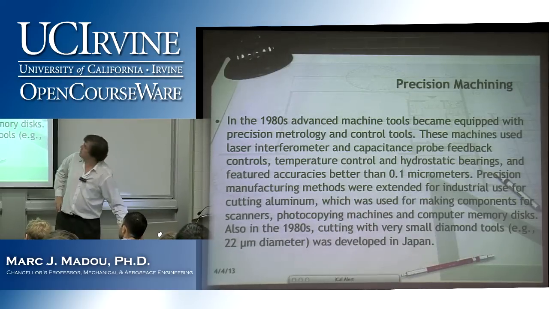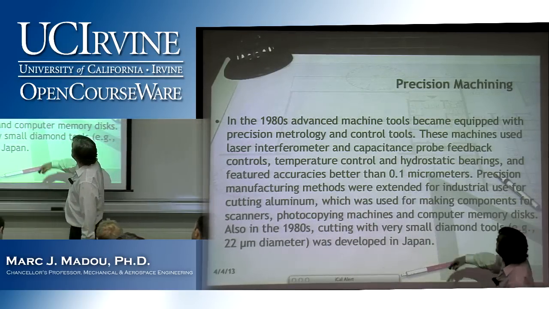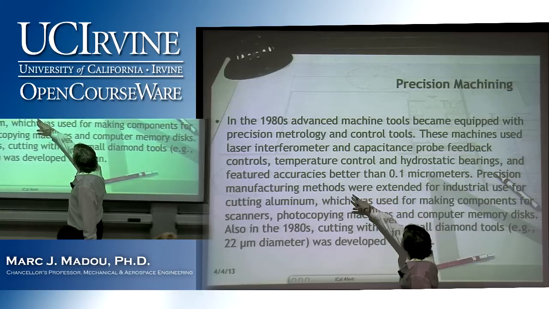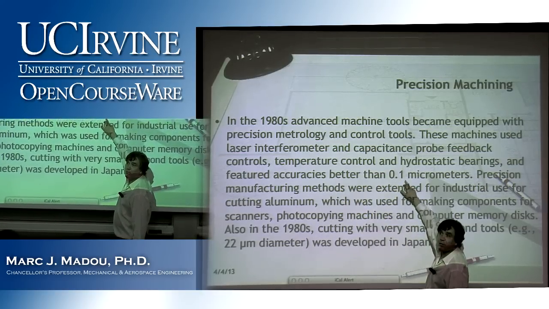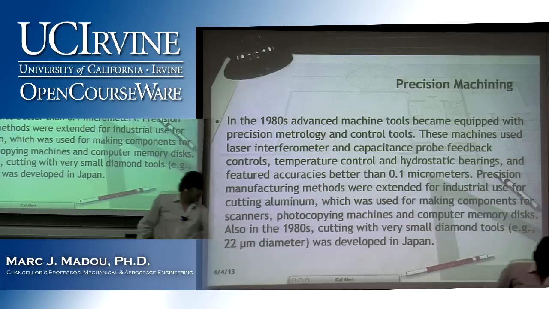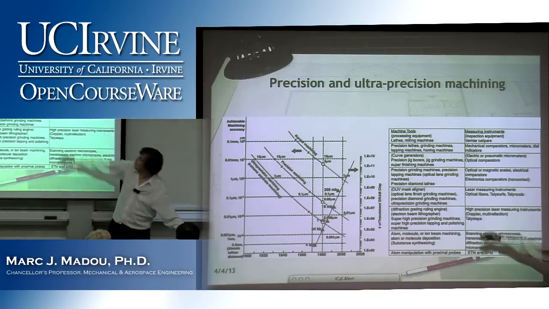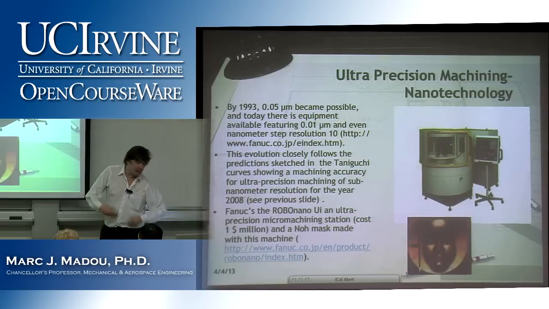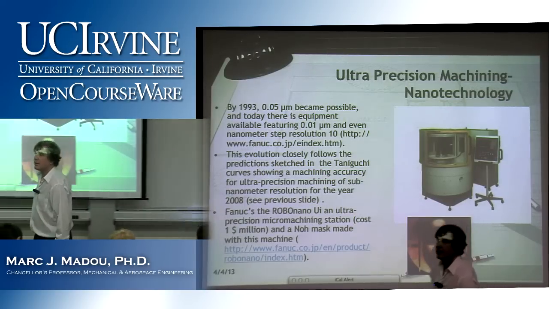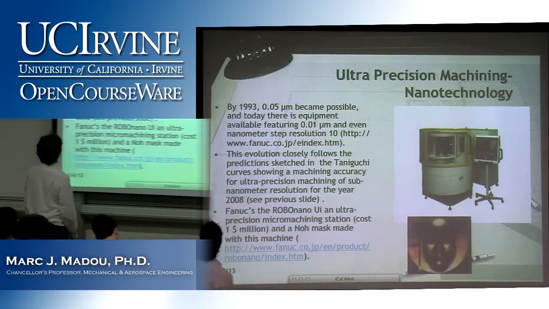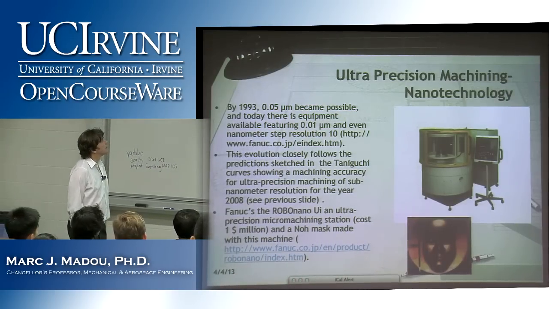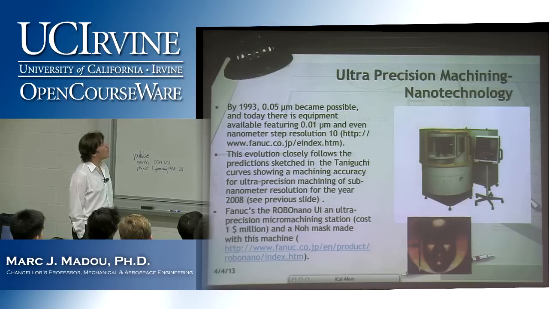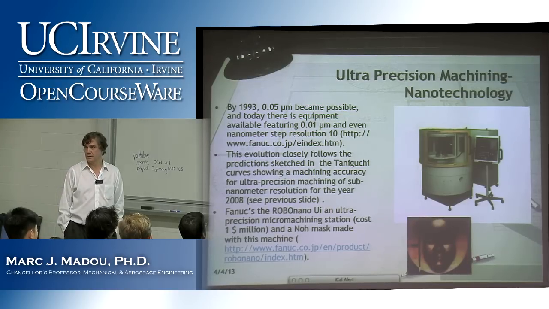The last number we used in terms of how far we were in terms of accuracies: in the 1980s, we got to about 0.1 micron. And so you could find that indeed on that curve. And now let's go a little bit further. By 1993, we could do 0.05 micron. That became possible. And today, there's equipment available featuring 0.01 micrometer and even nanometer step resolution.